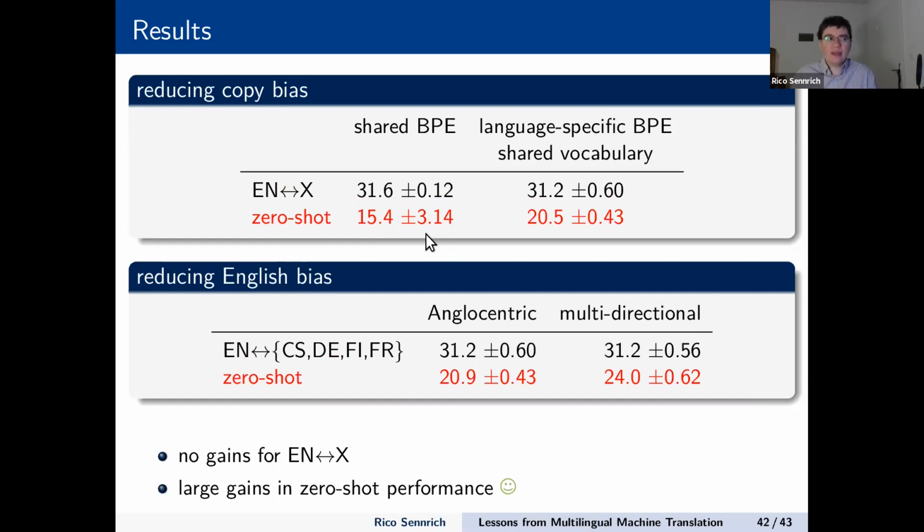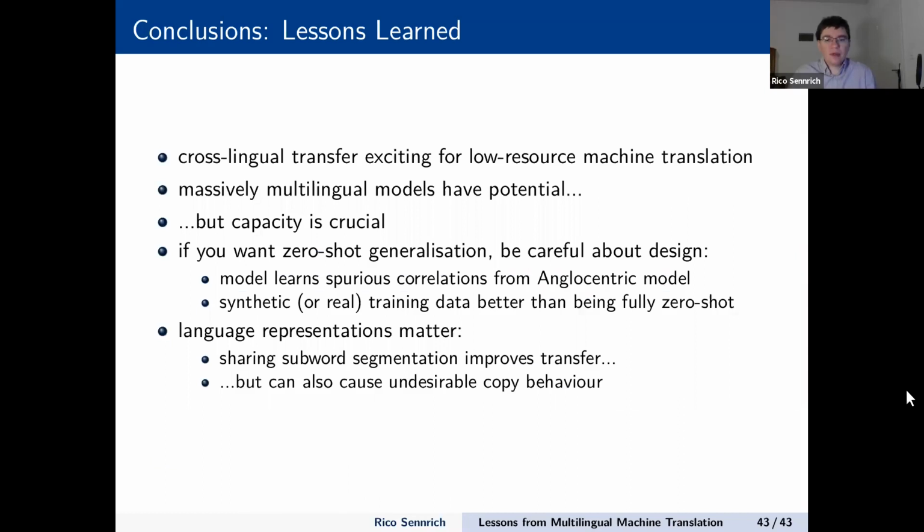But if you actually do that, and we have this language-specific byte pair encoding, we see some improvements when we make sure our training data is not only English-centric. We see other large improvements. So we see on average 10 improvements here for the zero-shot direction. So this is quite substantial, and also in this work made the difference between being below and slightly above this pivoting baseline. So what are some lessons we have learned from multilingual machine translation?